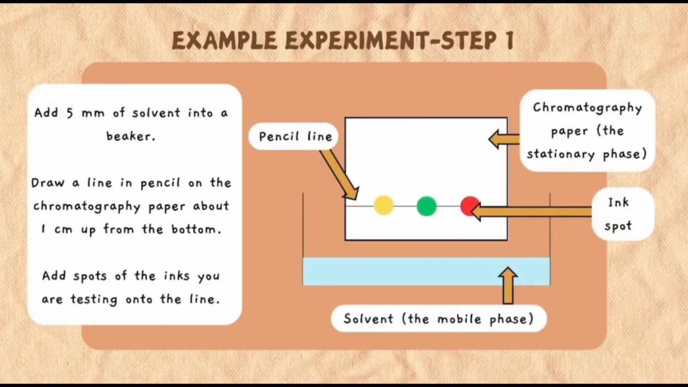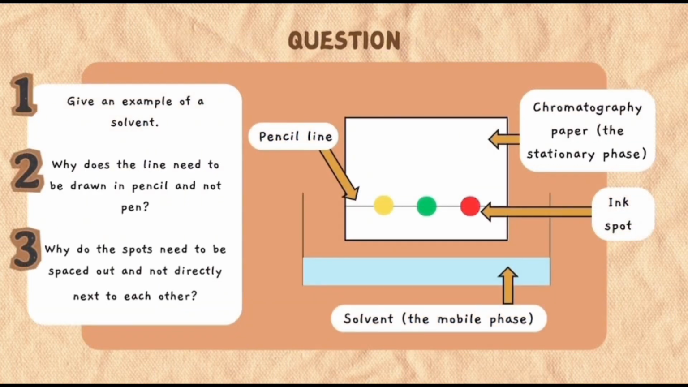Step 1. Add 5 mm of solvent into a beaker. Draw a line in pencil on the chromatography paper about 1 cm up from the bottom. At the spot of the ink you are testing, put it on the line. Questions for step 1. First, give an example of a solvent. Second, why does the line need to be drawn in pencil, not a pen? Third, why do the spots need to be spaced out and not directly next to each other?